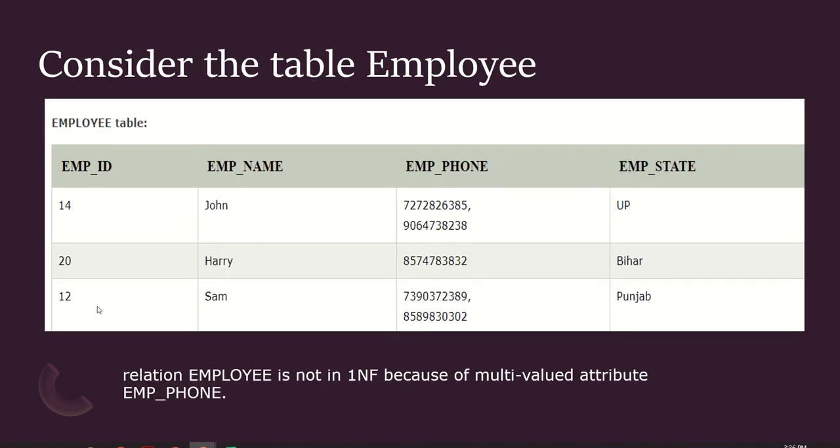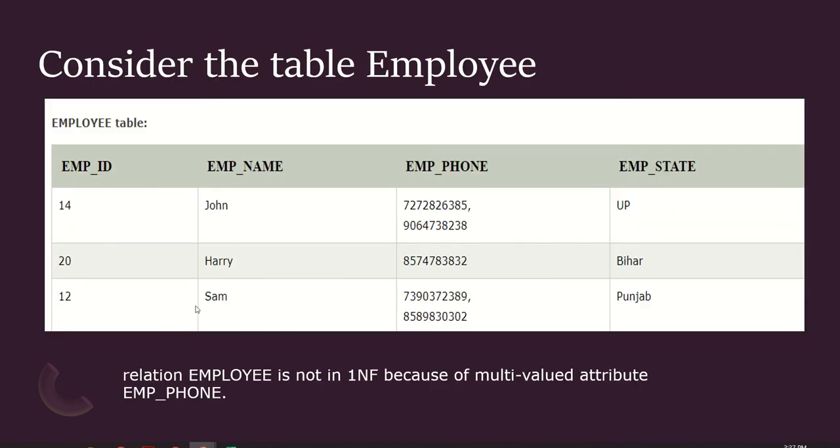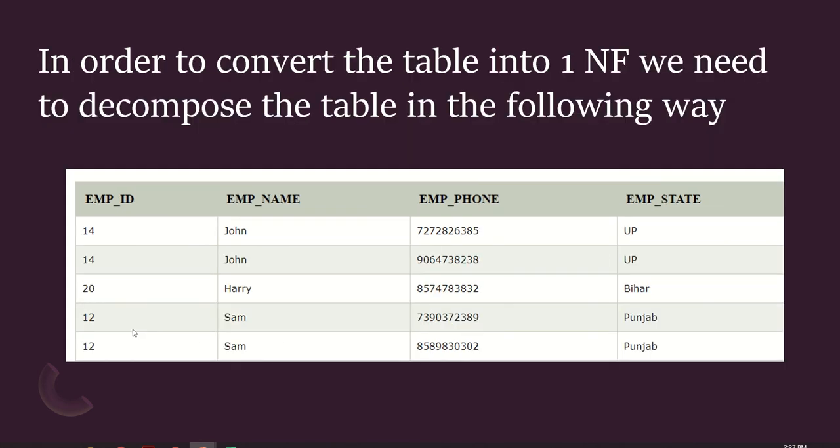In the original table, if you see the second row, it contains only one value. There is no multiple value for any particular field. So we will write it as it is in the normalized table. Next comes the last row. Here Sam has 2 different values for his phone number, so we will write them separately. So 12 Sam, the first phone number, Punjab. Then 12 Sam, second phone number, Punjab. So now this table is in first normal form.